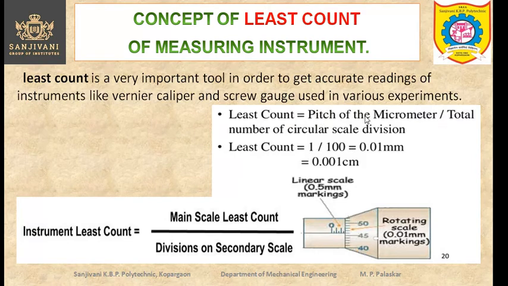So the least count is equal to the pitch of the micrometer divided by the total number of circular scale divisions. The total number of divisions on the circular scale is 100. So the least count is equal to 1, and 1 means 1 mm, that is the pitch of the micrometer. That means when one complete rotation of the screw takes place, the screw will move ahead by 1 millimeter. So that is this one, and 100 divisions on the circular scale. So 1 upon 100 is equal to 0.01 mm, which is the least count of this particular screw gauge.